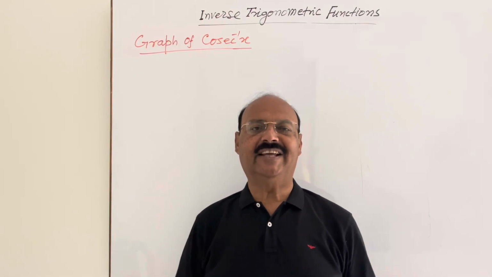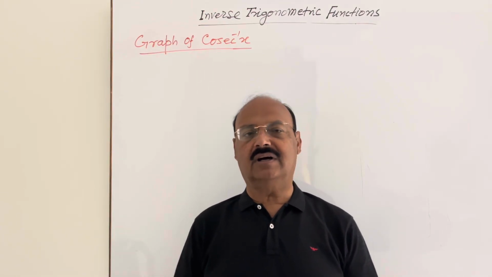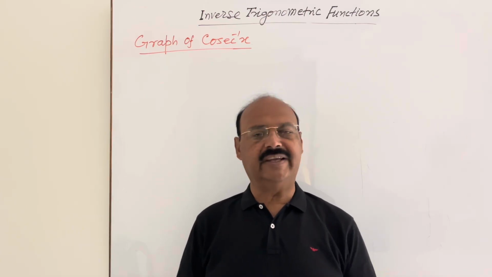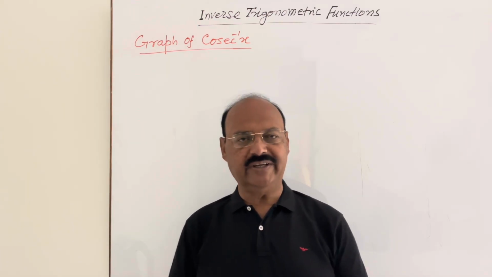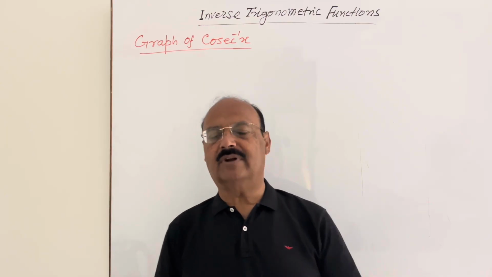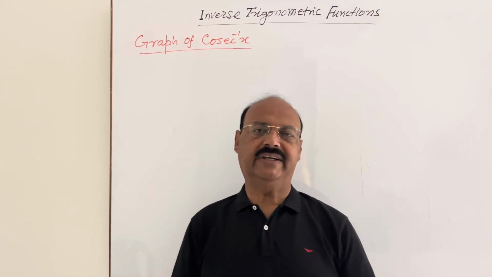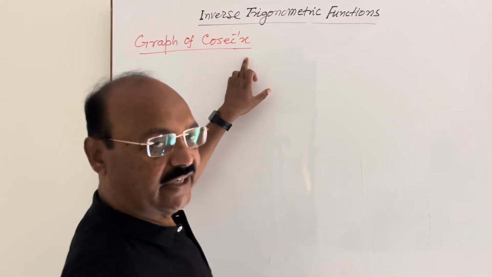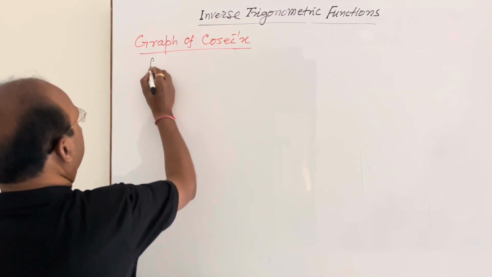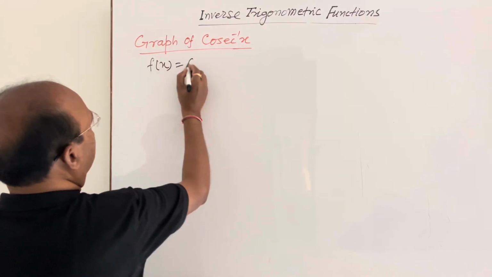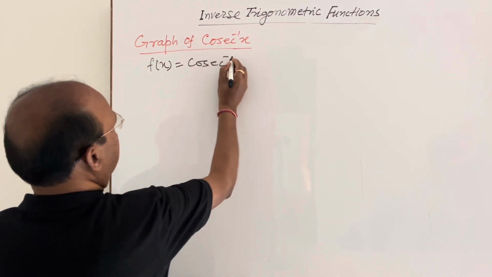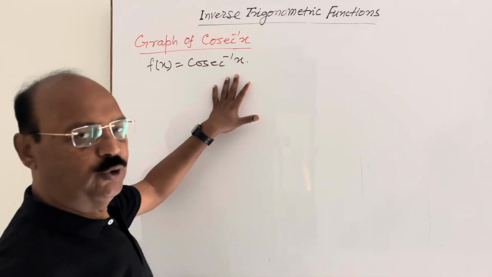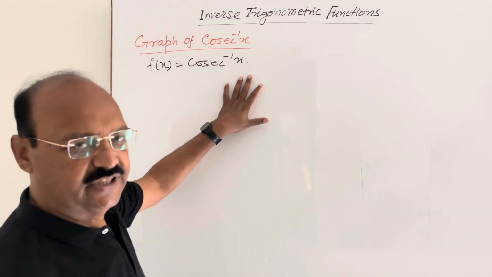Welcome students. Here we are going to discuss how to draw a graph of cosec inverse x. This is very interesting, very important. We have taken this topic from the chapter inverse trigonometric functions. So here the given function is cosec inverse x. So we can write f(x) is equal to cosec inverse of x. First of all, we should know what the domain and the range of this function will be.